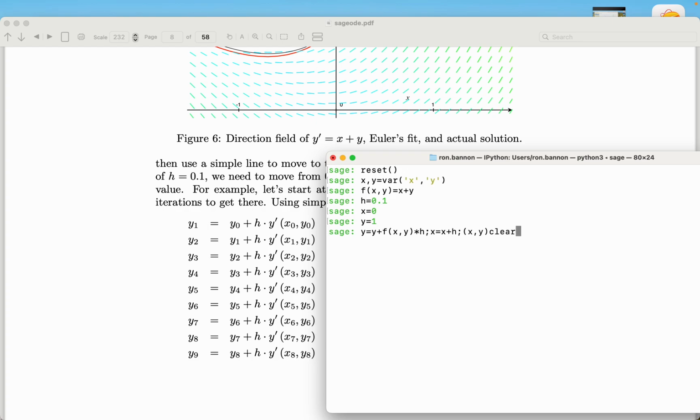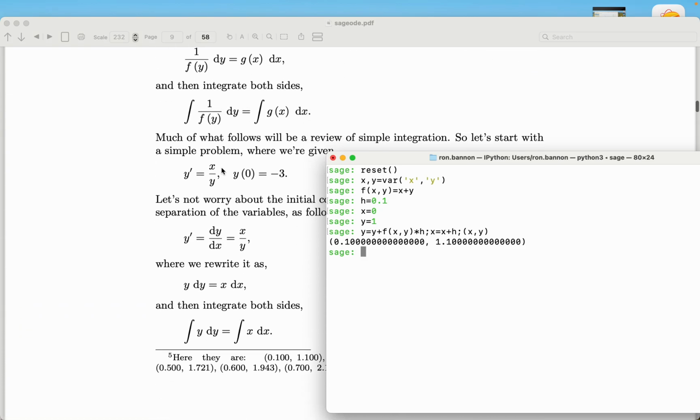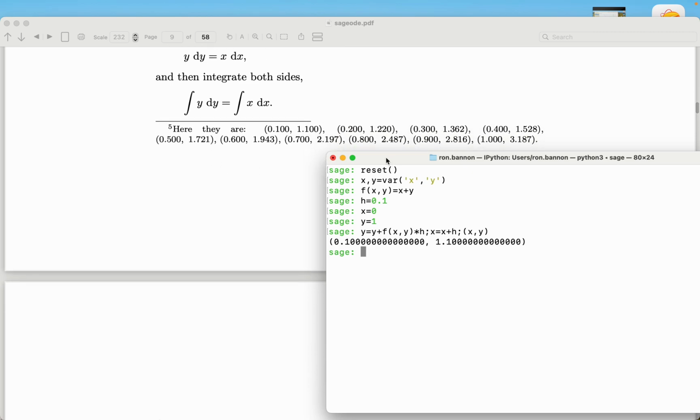All right. Then what do I do? I want to display. Let me get rid of clear. I want to display the point x, y. Now that's my next point, by the way. So what I want to do is scroll to the bottom of the page where this stuff is being listed for me, and we'll go through one step at a time.